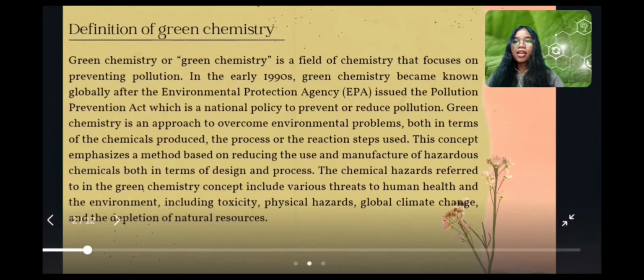Green chemistry is an approach to overcome environmental problems in terms of the chemical product, the process, or the reactions used. This concept emphasizes methods based on reducing the use and manufacture of hazardous chemicals in terms of design and process. The chemical hazards referred to in the green chemistry concept include various threats to human health and the environment, including toxicity, physical hazard, global climate change, and the depletion of natural resources.